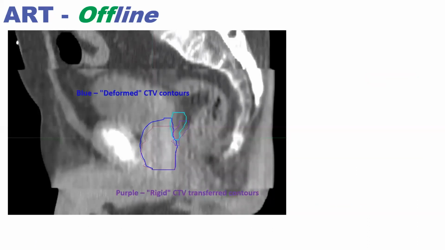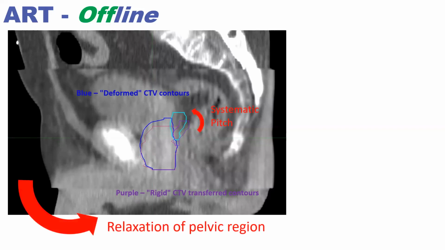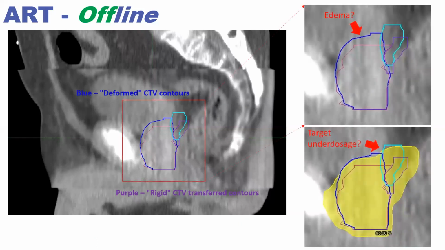And so here's just a quick example I'm going to go through with you guys. Pretty common that we're going to see the blue automatically deformed contours, and you can see that this is the registered kVCT over the planning CT. And you're going to see that there's a systematic pitch, and that's pretty simple. It's pretty common. You have pelvic region patients, which they tend to relax during the treatment, and so you get this characteristic pitch. If you look in more closely, what you're going to see is that it's grown as well. And so, is there some edema here? Is this an error in the algorithm?